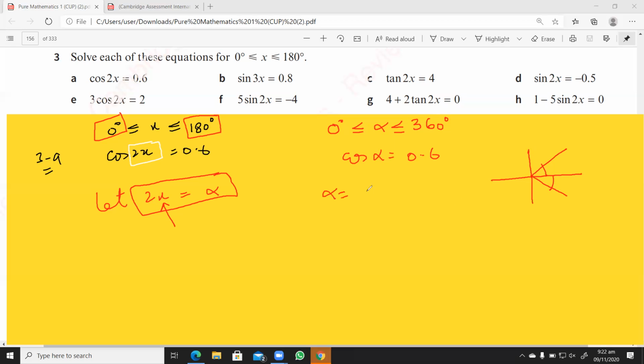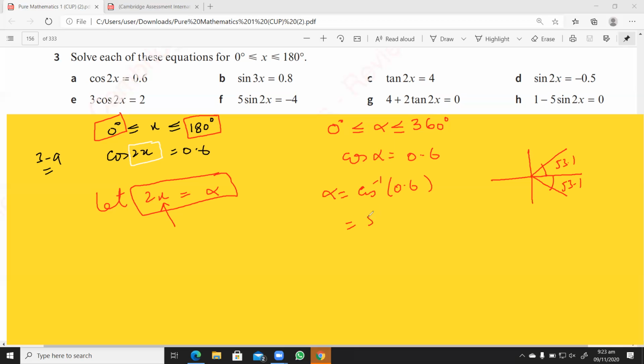You write here, alpha is equal to cos inverse of 0.6. The value that the calculator gives you, you don't have to just put it right down over here. You have to put that into this diagram. Now, please tell me, what is your cos inverse of 0.6? Thank you very much, beta. This is 53.1.